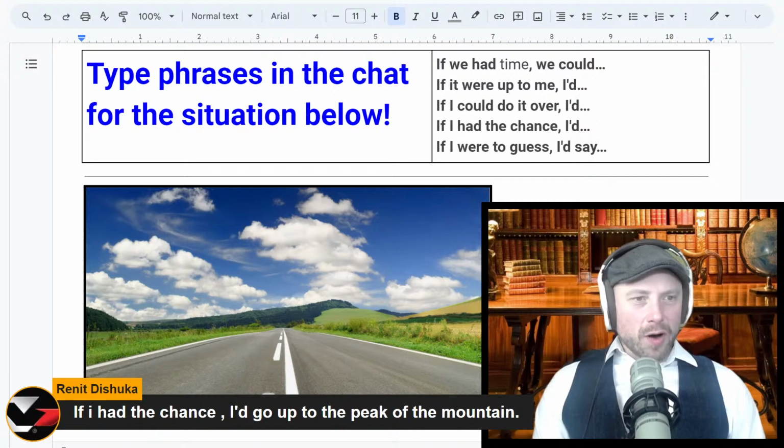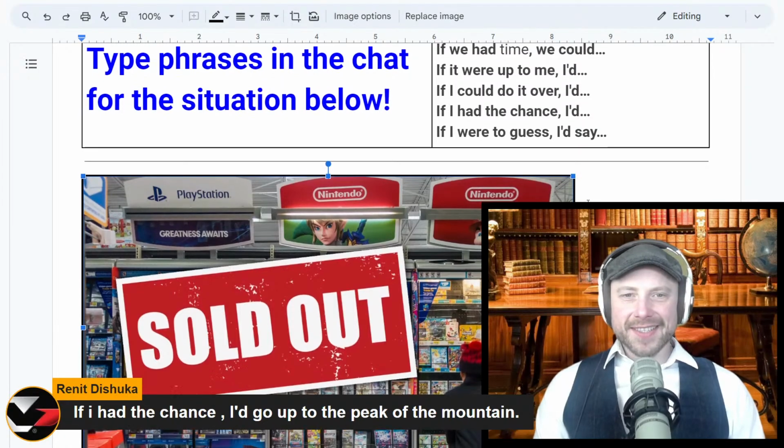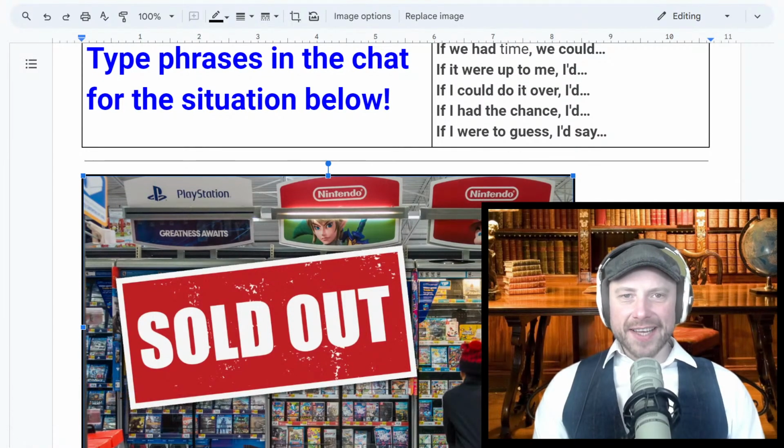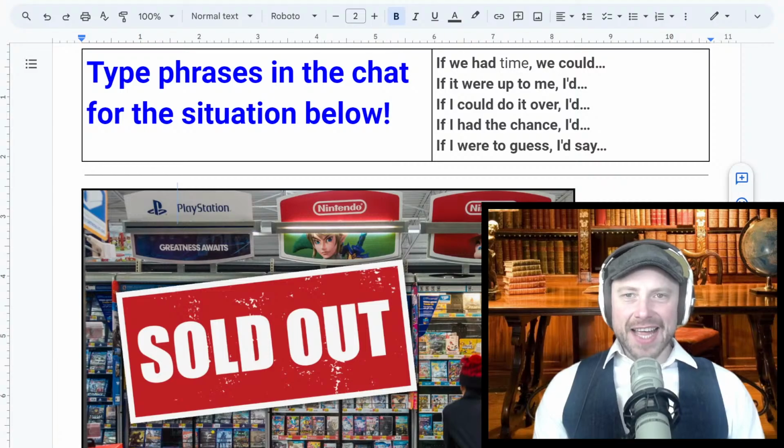Okay, and just one more situation, folks. Here we go. Last situation for today, to practice these natural second conditional sentences. Type the phrases in the chat.